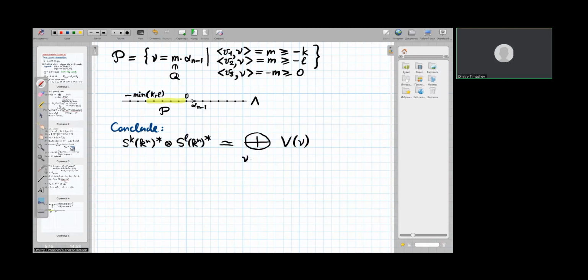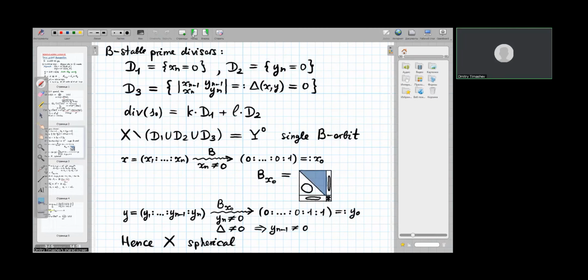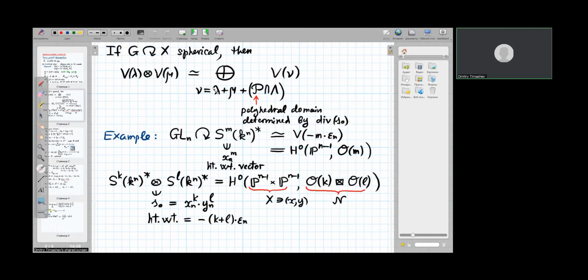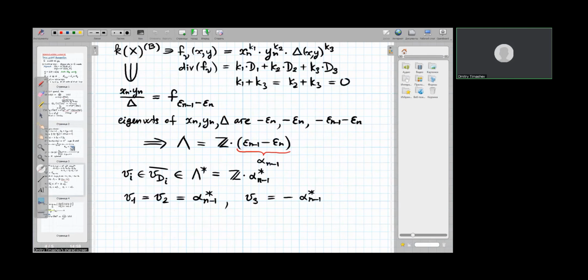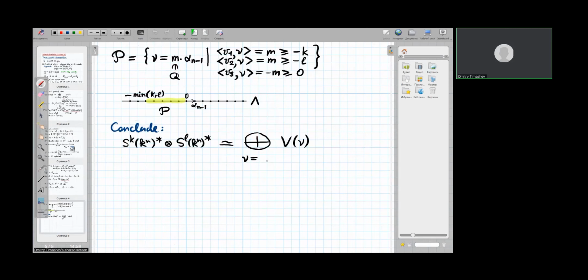So the highest weights nu, let me turn back to this slide, look at here. So the highest weights nu are of the form lambda plus mu plus a lattice point in this polyhedron P. So lambda plus mu in our case is this guy, minus k plus l epsilon n. So we have minus k epsilon n, this is lambda, minus l epsilon n, this is mu. And we have to add a lattice point in this polyhedron.